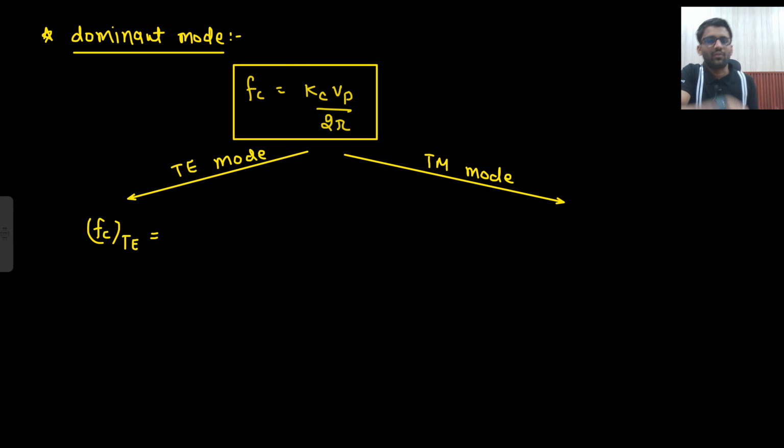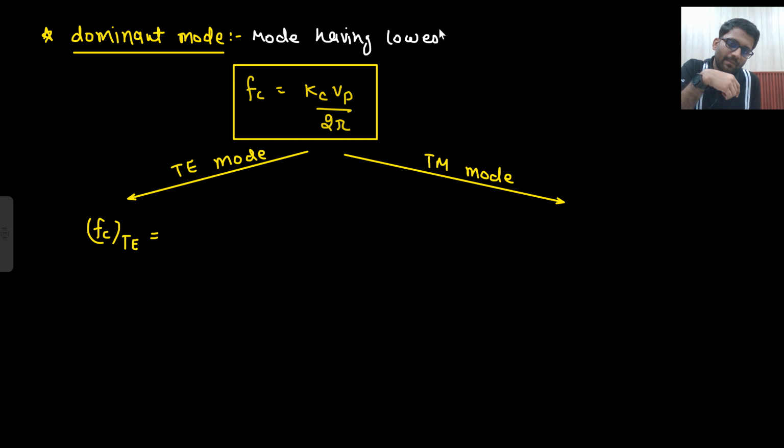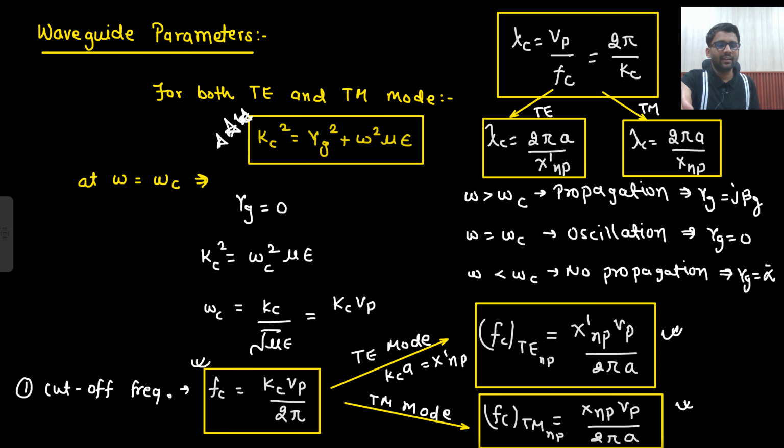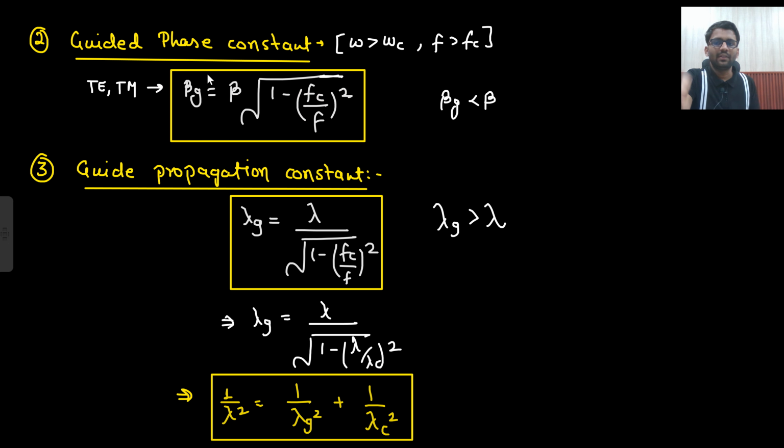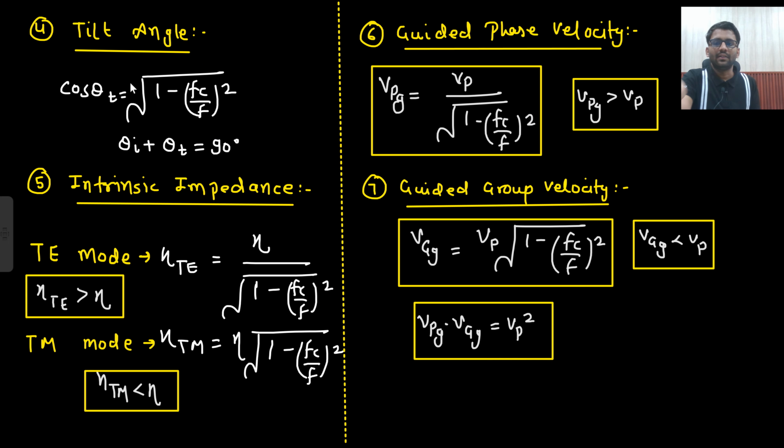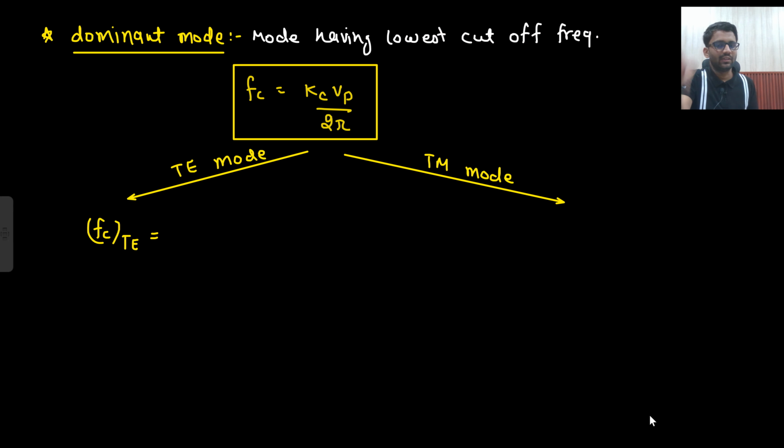Dominant mode. Let's see that dominant mode now. Dominant mode means the mode having the lowest cutoff frequency. These two slides are clear, right? fc value is different for both of them. Then beta g, lambda g, all these expressions are the same, just the fc value will be different. Then cos theta t, then eta for TE and TM mode will both be different. So these expressions we get. Then guided phase velocity, guided group velocity. Then dominant mode now we are checking.